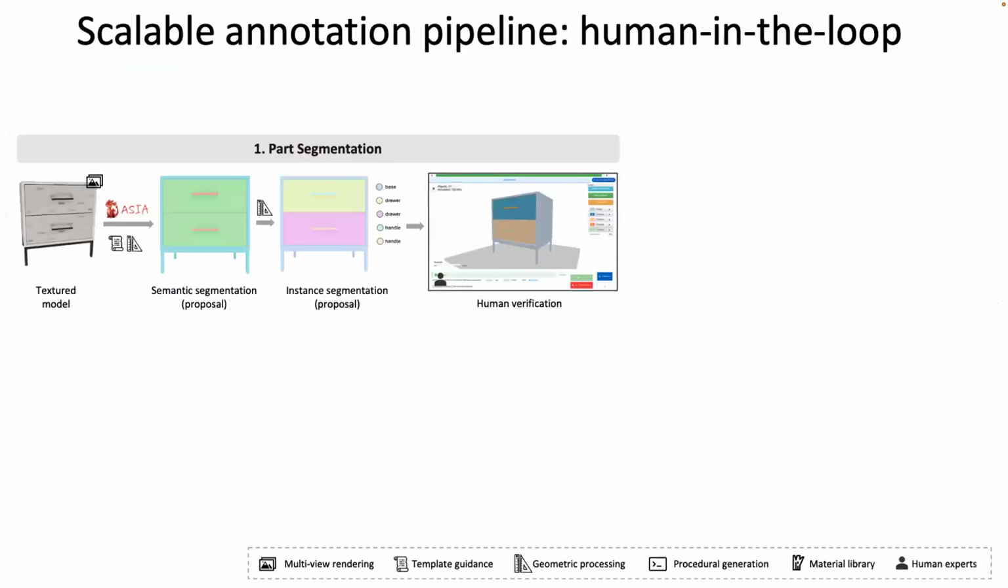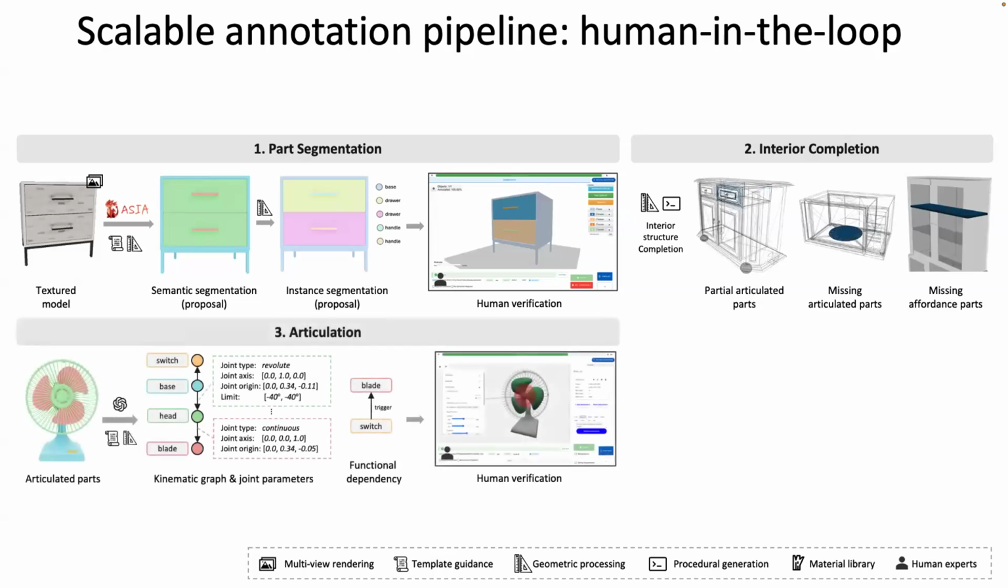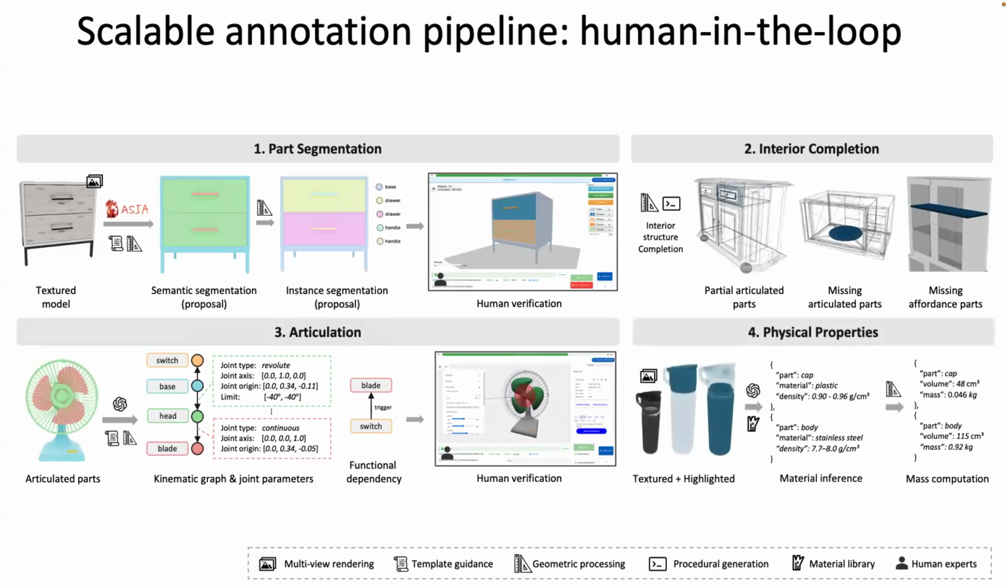And how is this done? The way that this was done in a scalable fashion was to have a human-in-the-loop pipeline with 4 stages. The first stage being segmentation of the parts of these objects into meaningful parts that can move. The second stage being completion of interiors such that these objects are usable, right? Having an interior to the microwave so that plates can go into it. The third stage, annotation of articulation parameters so that our parts can move. And then the fourth stage, specification of physical properties, such as masses, coefficients of friction, and so forth.